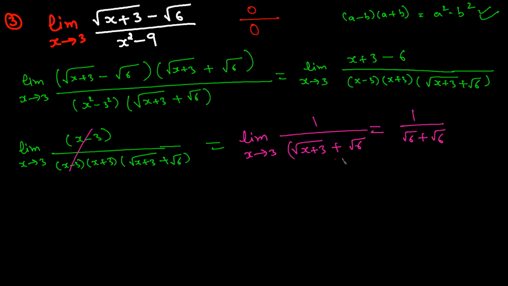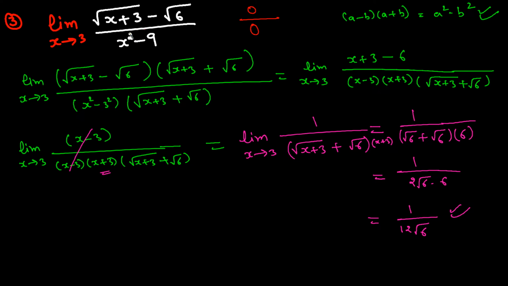Yeah, I forgot one term over here, this one, x plus 3. Okay, so this is the one part, and x is 3, so 3 plus 3 is 6. So we got 1 over 2 root 6 into 6, which can be written as 1 over 12 root 6. So this is the limit of this function when x approaches 3.